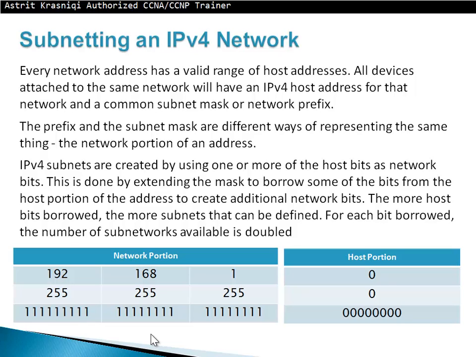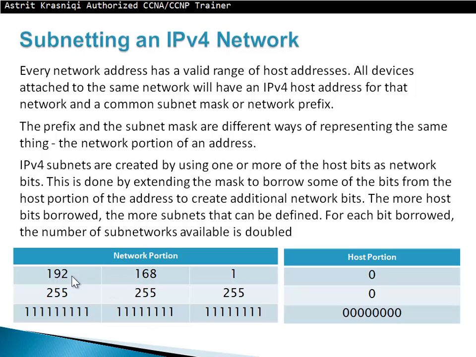IPv4 subnets are created by using one or more of the host bits as network bits. This is done by extending the mask to borrow some of the bits from the host portion of the address to create additional network bits. The more host bits we borrow, the more subnets can be defined. For each bit borrowed, the number of subnetworks available is doubled.